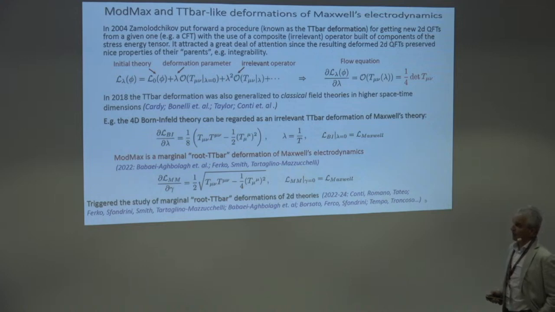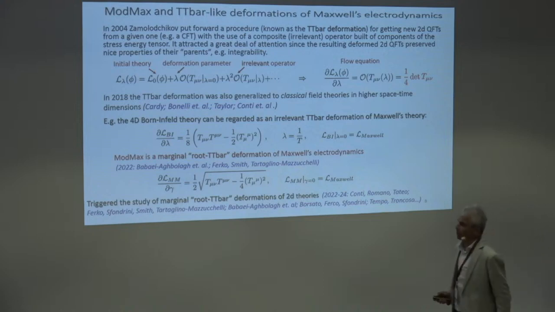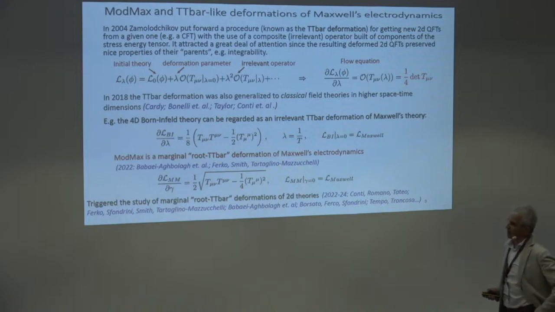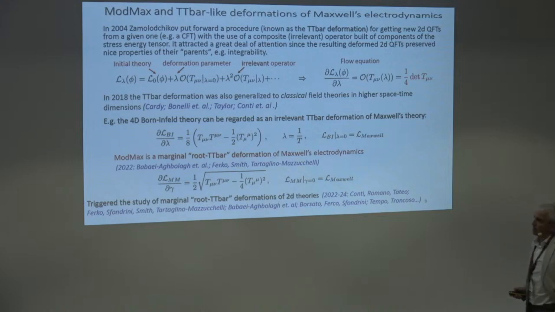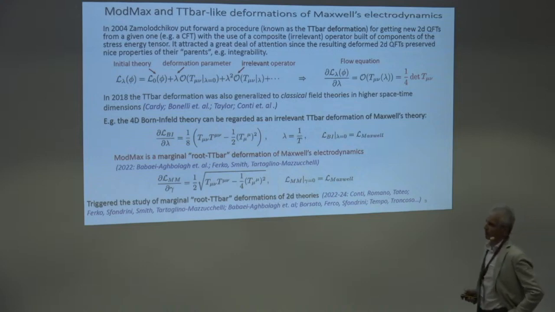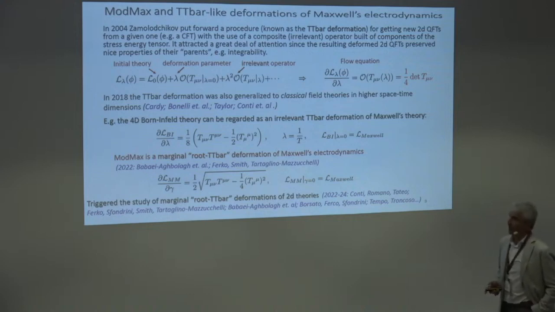And it turned out that this ModMax theory also can be treated as a TTbar-like deformation, but with a different operator, which is marginal here, because we take the derivative of the Lagrangian with respect to the gamma parameter, and we find that it is equal to the square root of this combination of the components of the energy momentum tensor here. This observation triggered the development of so-called root TTbar deformations of theories in different dimensions, and in particular in 2 dimensions.